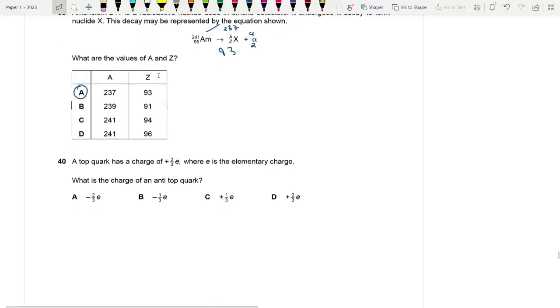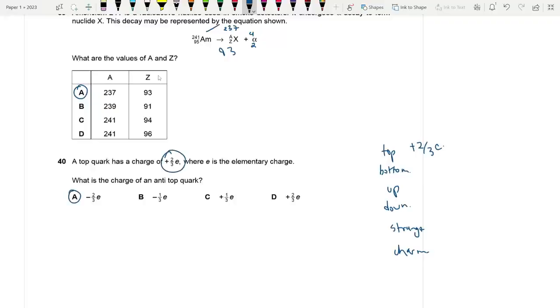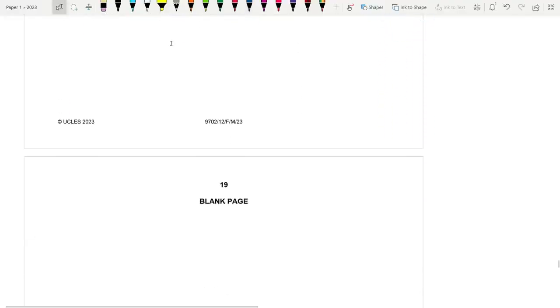A top quark. So we have 6 quarks, right? Top, bottom, up, down, strange, charm. A top quark has a charge of plus 2 by 3. What is the charge of an anti-top quark? Okay, guys, so it is the same. It's just that all antiparticles have the opposite charge. So from plus 2 by 3, it's going to turn into minus 2 by 3. That is all.